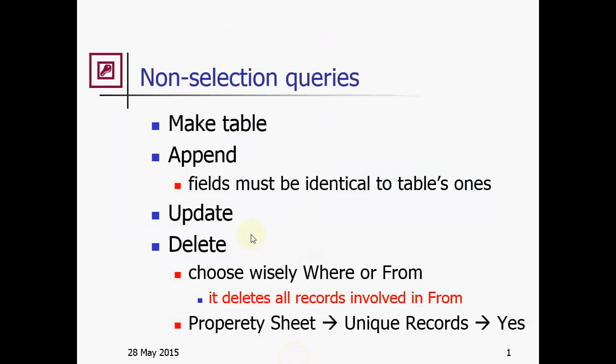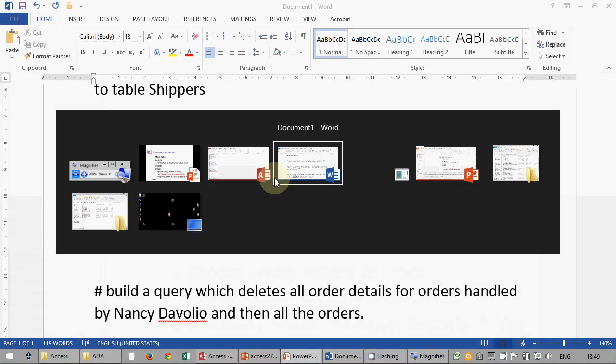And let's switch to delete query. Delete queries are designed to delete records selectively. Here, let's say a criteria is mandatory. If you don't put any criteria, you're going to delete all the records which appear. In that case, it's rather easy. You delete all the records and that's all. Can you see? Choose wisely, where or from? It deletes all the records involved in from. Let's see how to do it.